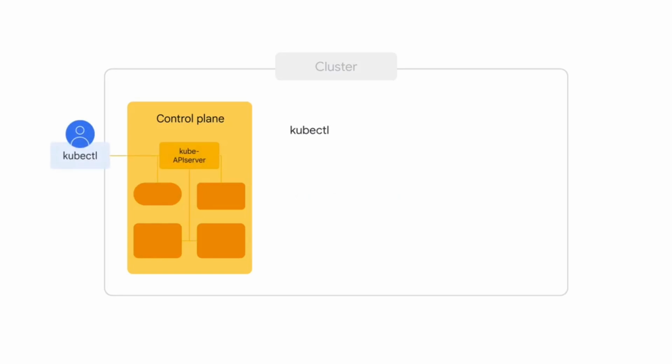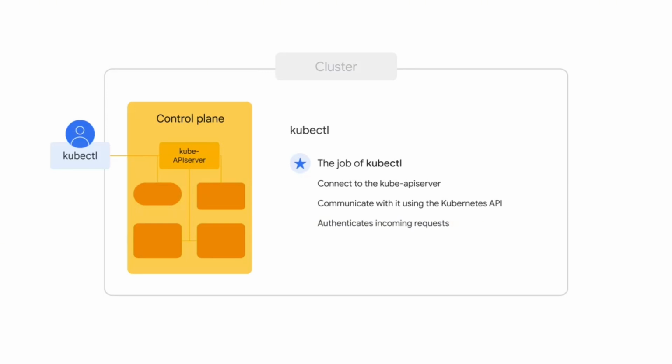Next is the kubectl command. The job of the kubectl command is to connect to the kubeAPI server and communicate with it using the Kubernetes API. The kubeAPI server also authenticates incoming requests, determines whether they are authorized and valid, and manages admission control. But it's not just kubectl that talks with kubeAPI server. In fact, any query or change to the cluster's state must be addressed to the kubeAPI server.